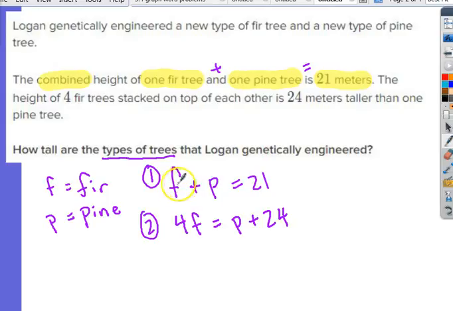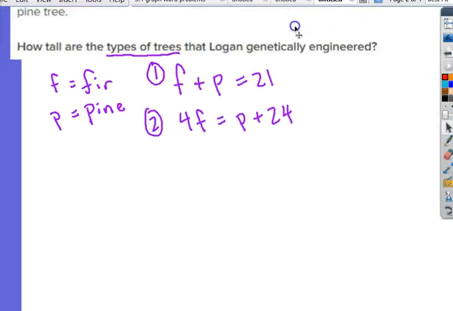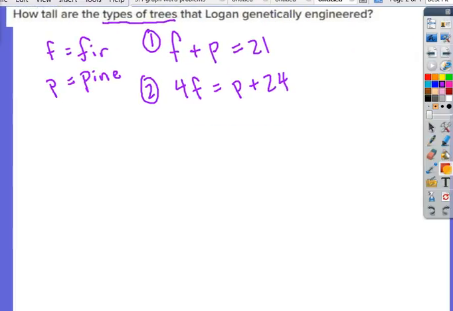I want fir plus pine to total up to 21. I'm going to use that to guess what my F and P are going to be. And then the second condition is that this should be equal to that. So let's set up a table. This is actually a pretty easy problem. The hardest part was figuring out the second equation.